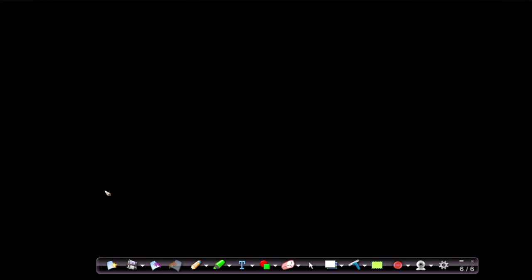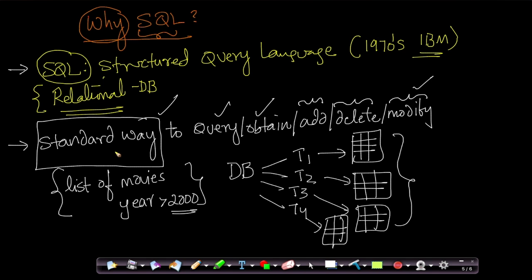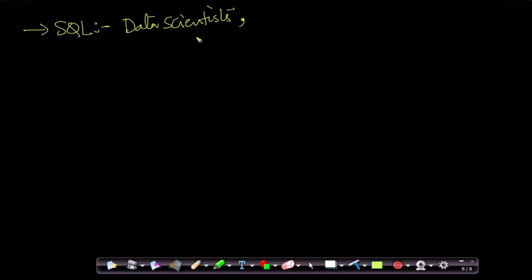And remember, SQL is so popular today. I have seen SQL being used by a wide spectrum of people: data scientists, obviously, because data scientists have to obtain data on a day-to-day basis to perform machine learning or data science operations on top of it. Data scientists, machine learning engineers, software engineers.